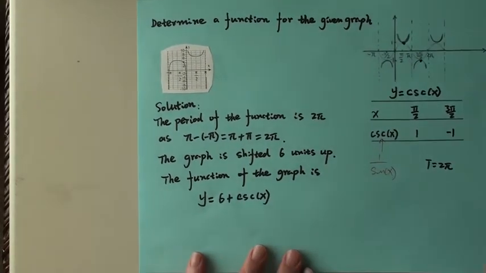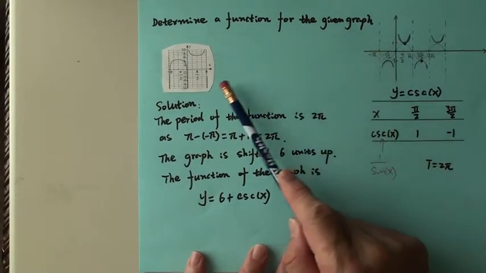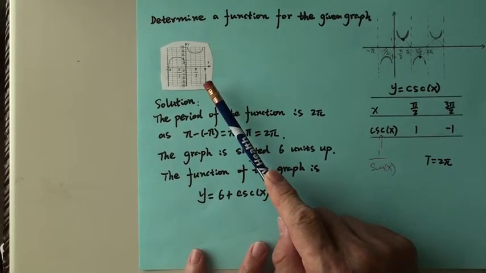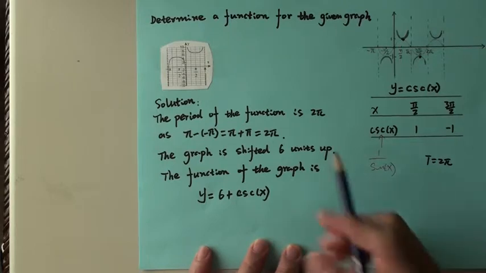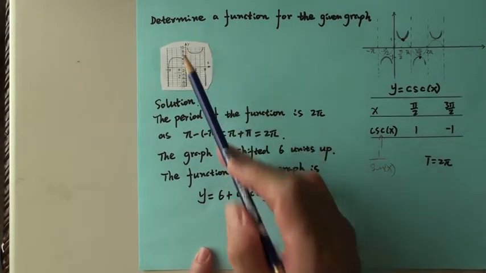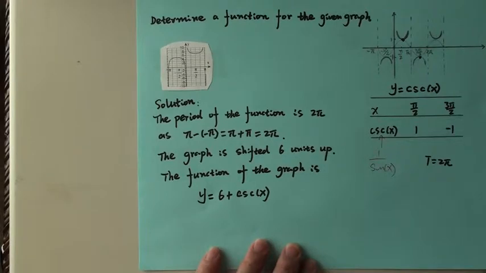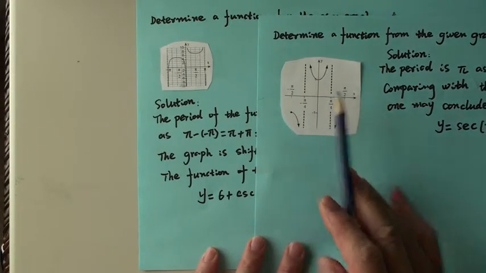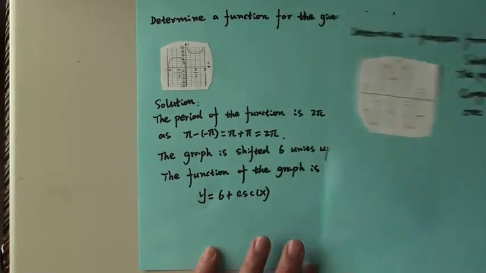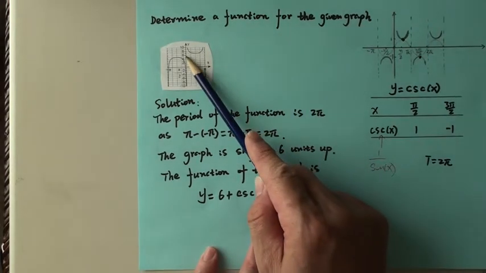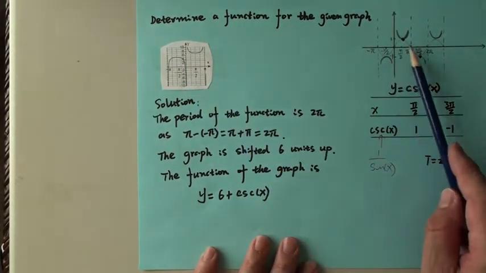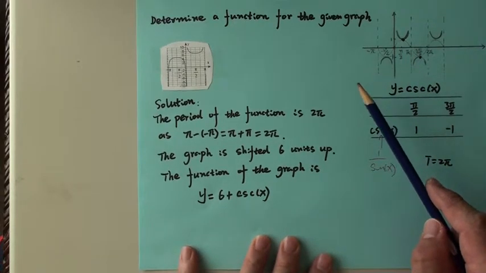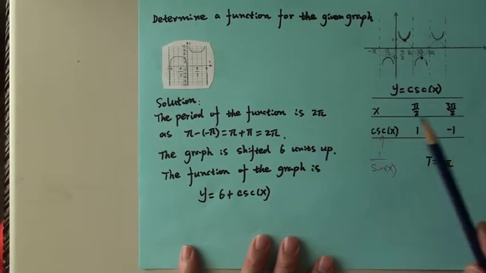Let's look at another one. Another one is also similar: determine a function for the given graph. This one. In the previous example, the lowest point is on the y-axis, so that's how we got secant. If the lowest place was not on the y-axis, then you've got to think about cosecant instead of secant.